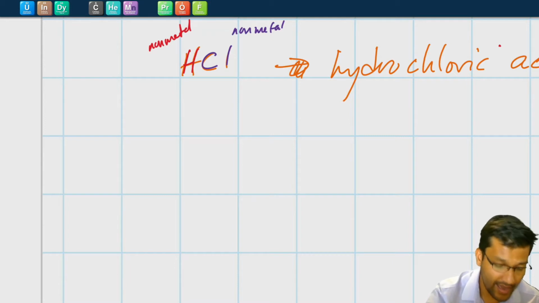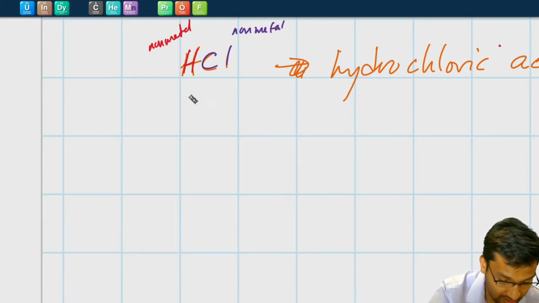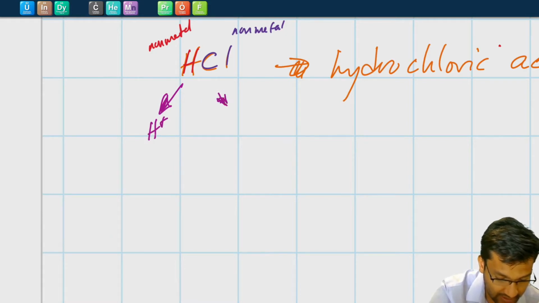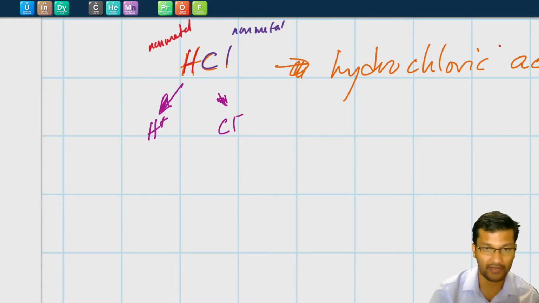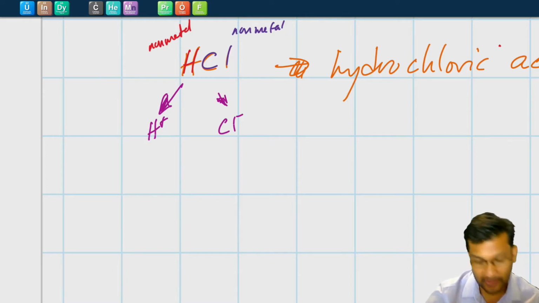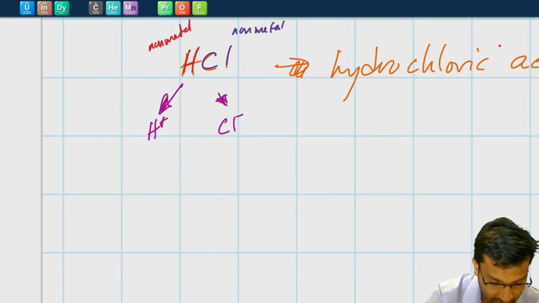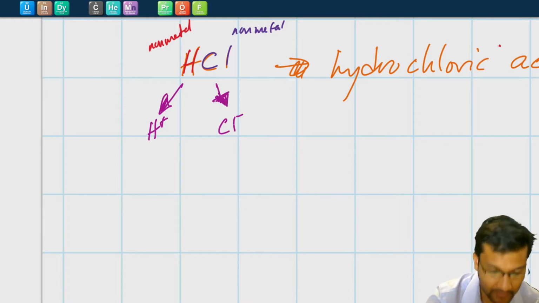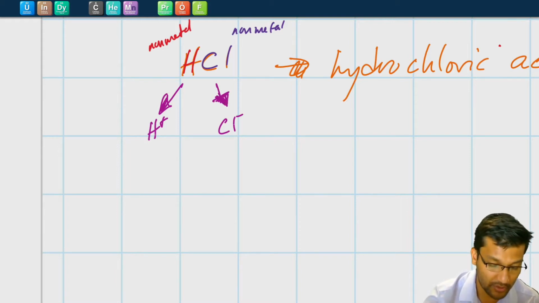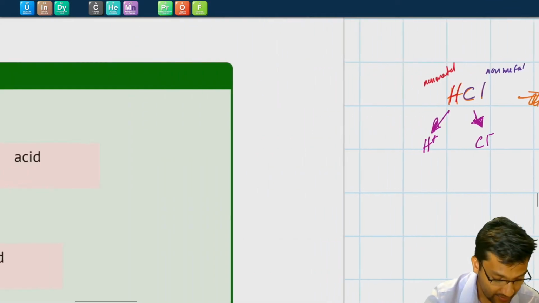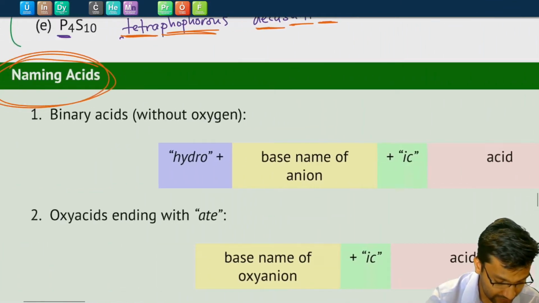But acids, they break apart into ions, right? The H will break apart into H plus, and the Cl will break apart into Cl minus. So they're ionic, but they're made up of nonmetals. So acids are a little bit different. And so we're going to learn more about them later in the semester, but for today, we're just going to learn about how we go about naming them. And we're just going to focus on three different types.